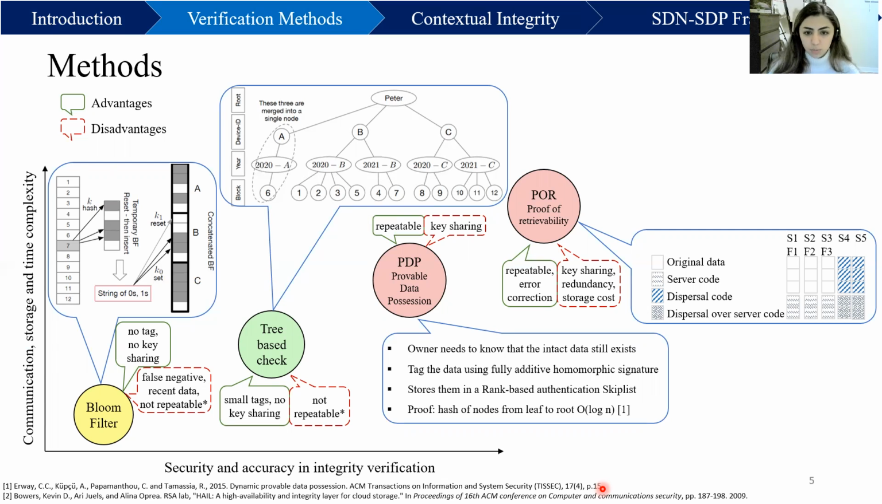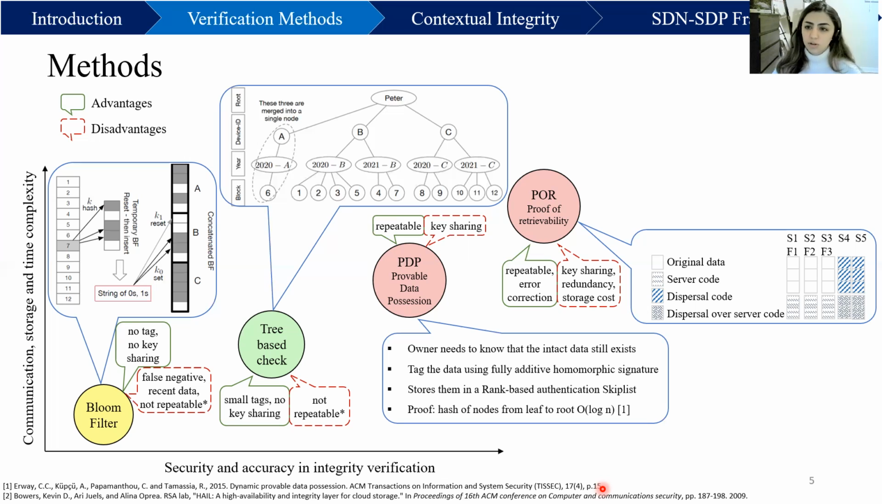The fourth method is POR, proof of data retrievability. In this one, it will add many redundancies to the data. It will add a server code over the data. It will add a dispersal code over the data. And again, it will add dispersal code over the server code to the data. A lot of redundant data is being added to the data.